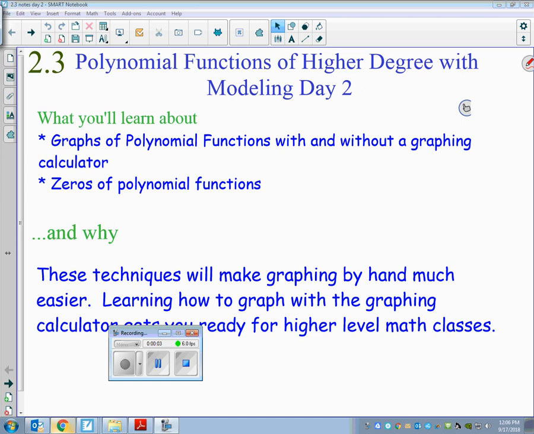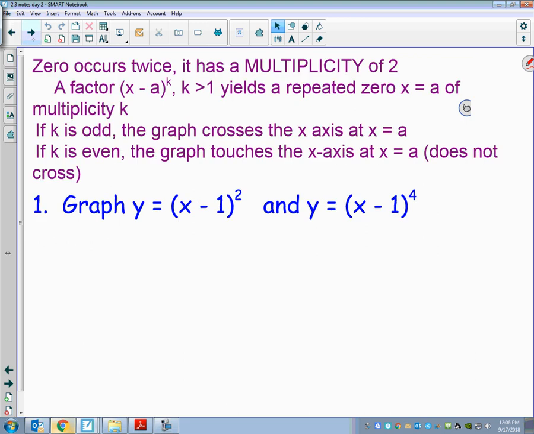Okay, so continuing with our polynomial functions, we want to talk more about how we can graph them with and without a calculator. First of all, this is a word that we didn't talk about last year in Algebra 2, something called multiplicity. Multiplicity says if a zero occurs twice, it has a multiplicity of 2. So a factor (x - a)^k, where k is greater than 1, yields a repeated zero with multiplicity of k.